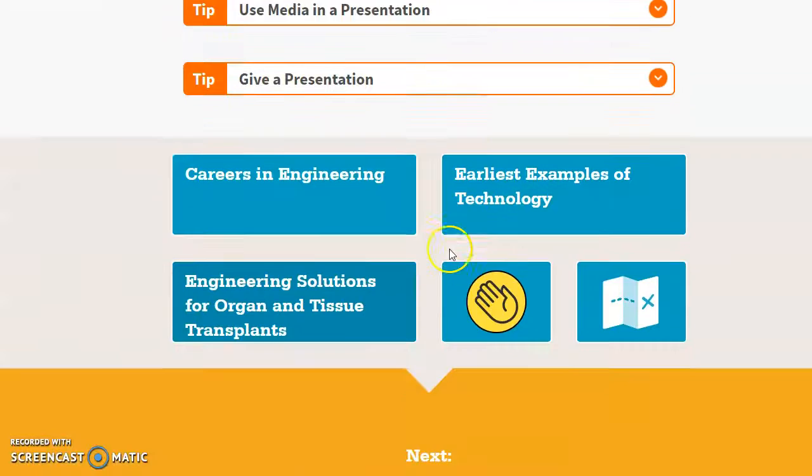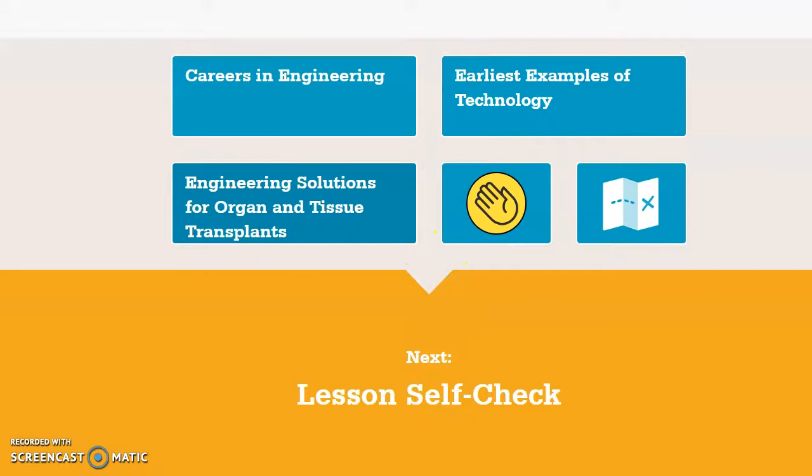Okay, that's going to be everything. We're going to create a new video to do our lesson self-check. Because we did engineering solutions for organs and transplants, we don't need to do careers in engineering or the earliest examples of technology.